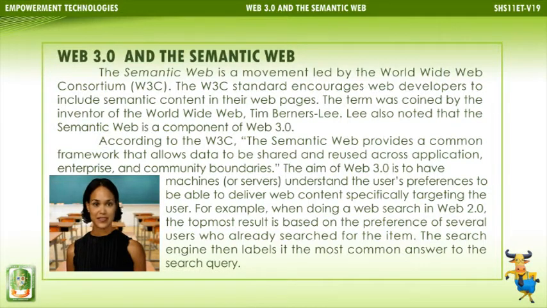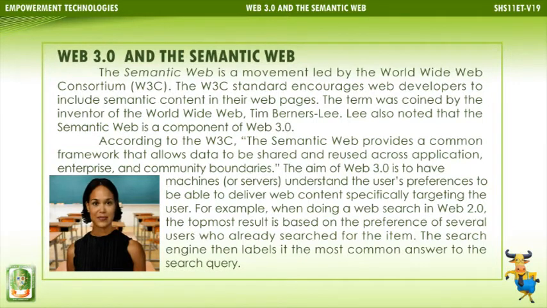According to the W3C, the Semantic Web provides a common framework that allows data to be shared and reused across application, enterprise, and community boundaries. The aim of Web 3.0 is to have machines, or servers, understand the user's preferences to be able to deliver web content specifically targeting the user.